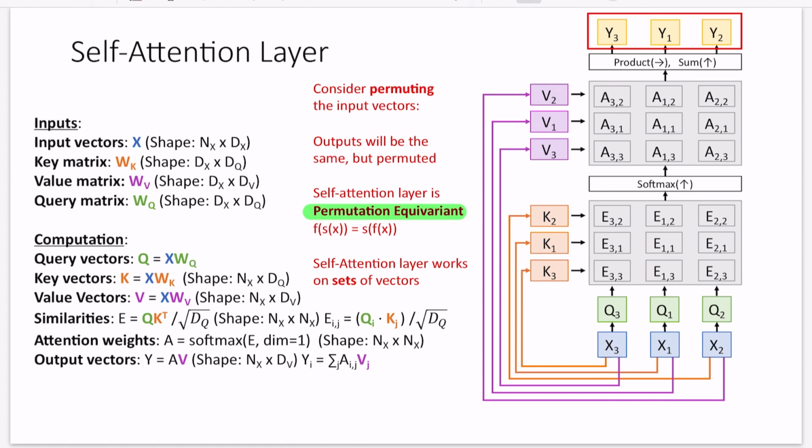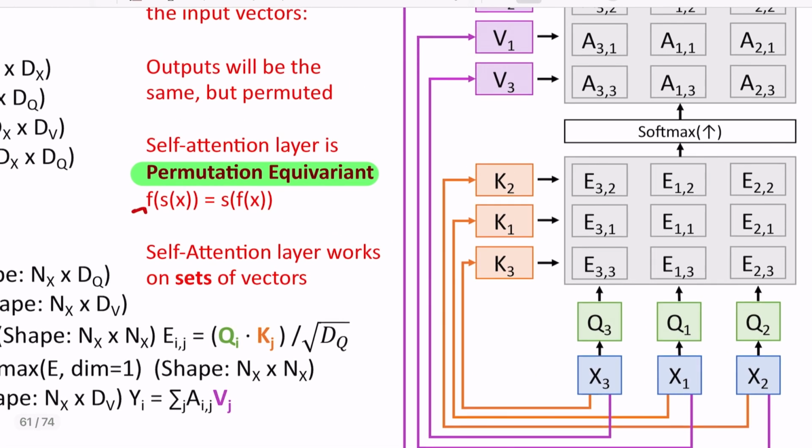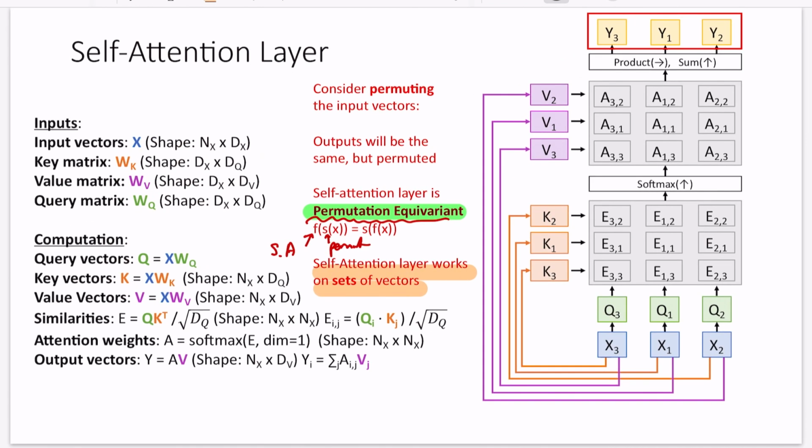It means that if we say the function f is the self-attention layer and S is the permutation operation, the output of the self-attention layer on the permuted input is equal to the permutation of the output of self-attention on the original sequence of input X. So they are permutation equivariant to each other, which means the self-attention layer works on a set of vectors, just a set of vectors. We don't have any meaning of the order. So these are the properties of the self-attention layer.